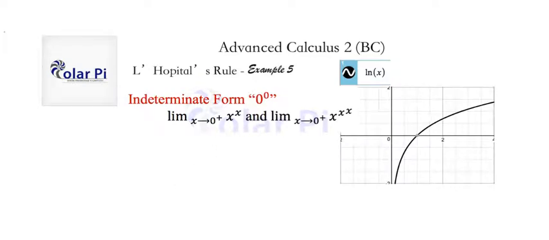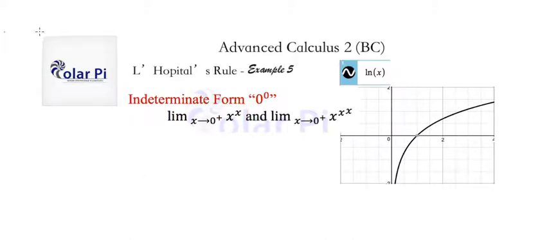Example 5 here, and we bump into the 0 to the 0th power indeterminate form. So we're going to look at this example here and this example. We're obviously going to look at them in order because knowing the first limit is going to help us when we do the second limit. Okay, cool.